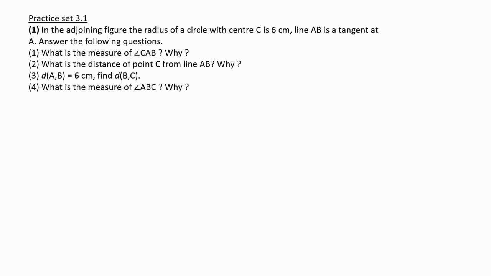Practice set 3.1, sum number 1. In the adjoining figure, the radius of a circle with center C is 6 cm. Line AB is tangent at A. Answer the following questions. First, what is the measure of angle CAB and why? Second, what is the distance of point C from line AB and why? Third, distance AB is equal to 6 cm. Find distance BC. Fourth, what is the measure of angle ABC and why?